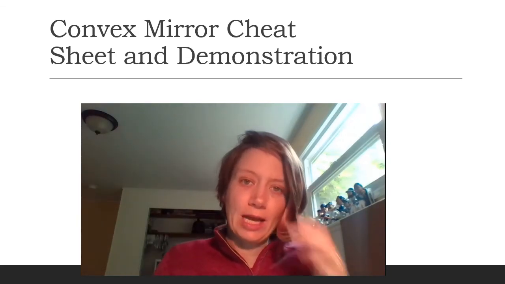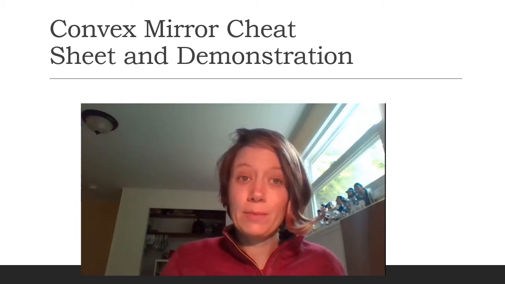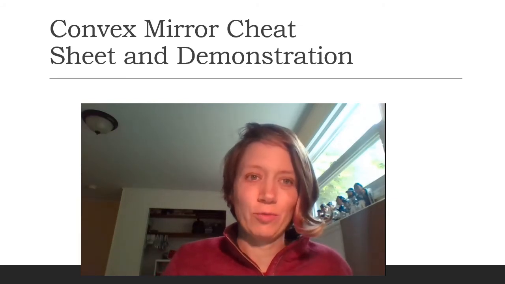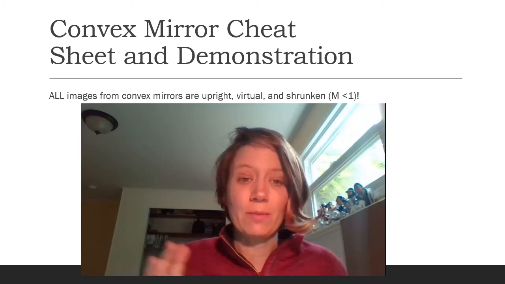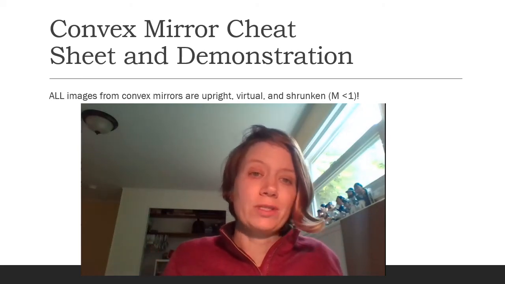So when you're done watching this video, just like on the last one, I'm going to ask you to go and do a bunch of ray tracing diagrams for convex mirrors to practice them. But I am going to give you the cheat sheet again so you can check your answers. This one's actually easier and more straightforward. All images from convex mirrors are the same. They're all upright, virtual, and shrunken. They might change their magnification, how much it is, but they're always going to be less than 1.